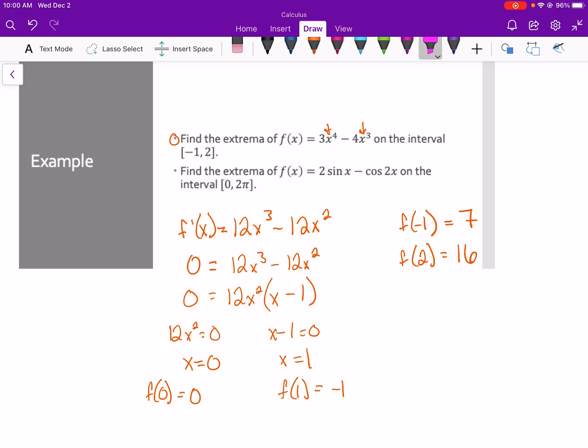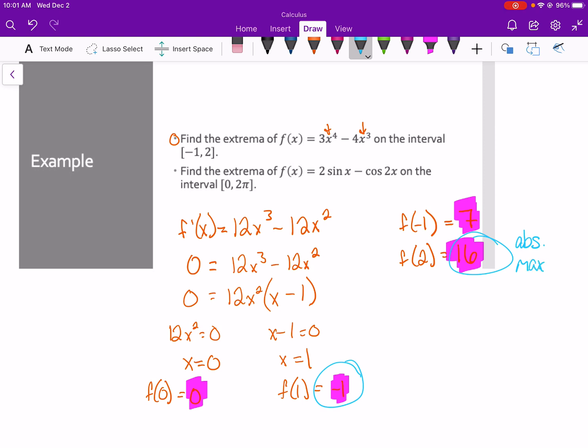So now we're going to look at these 4 numbers, at our critical points and at our endpoints, and we're going to say which one's the biggest, which one's the smallest. We can see, obviously, that 16 is the largest and negative 1 is the smallest. So 16 is our absolute maximum, and negative 1 is our absolute minimum.